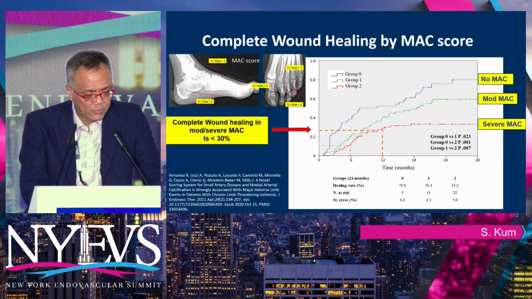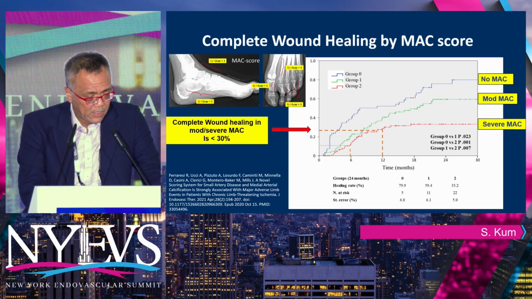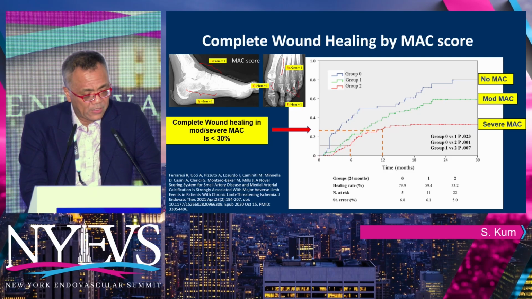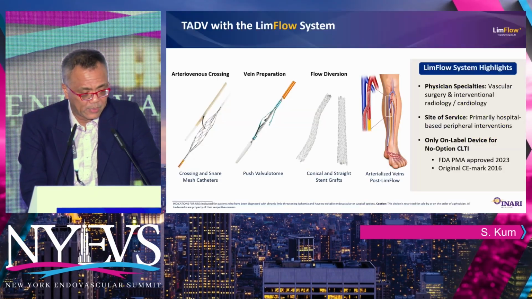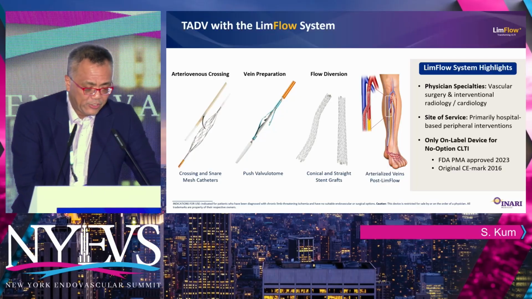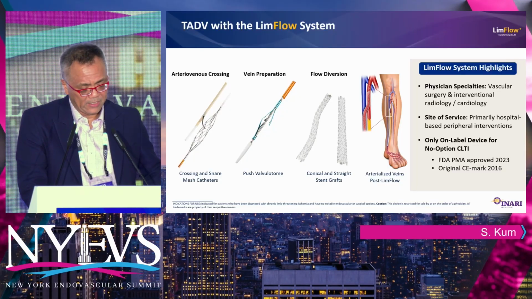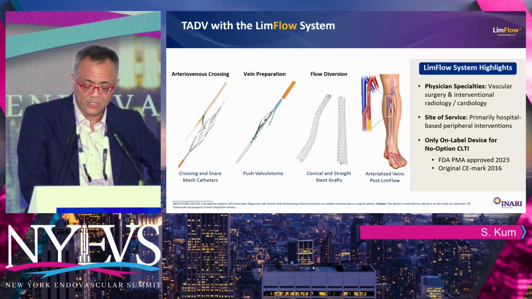In the series from Roberto, and they do have a pretty good center with wound care, podiatrists, and so on and so forth, in moderate to severe small artery disease or medial artery calcification, complete wound healing was only less than 30%. So venous arterialization was a potential way that we could solve this problem. How does it work? We basically join the artery to the vein and send the arterialized blood through several circuits.